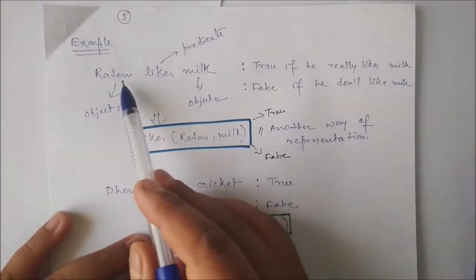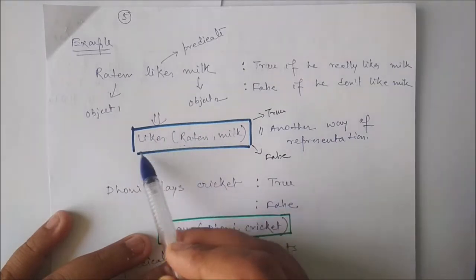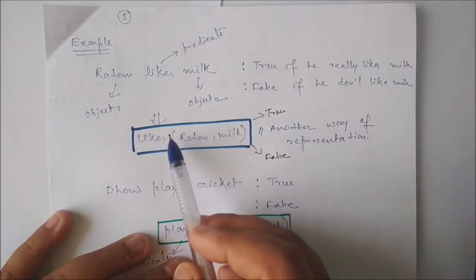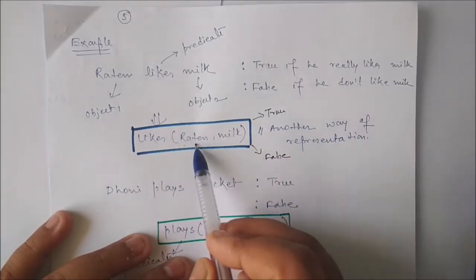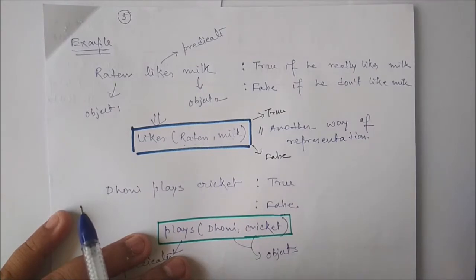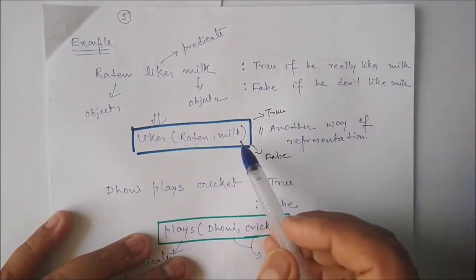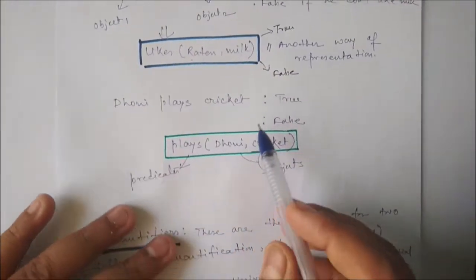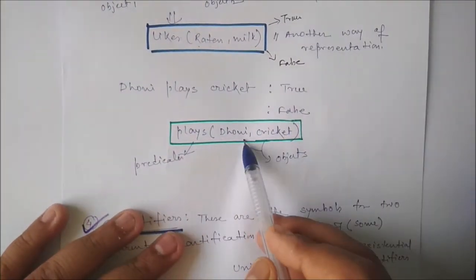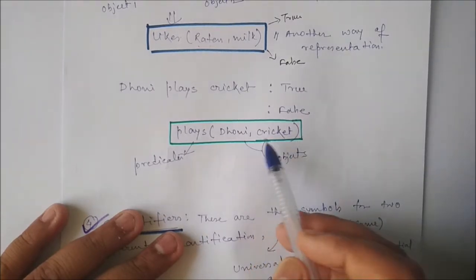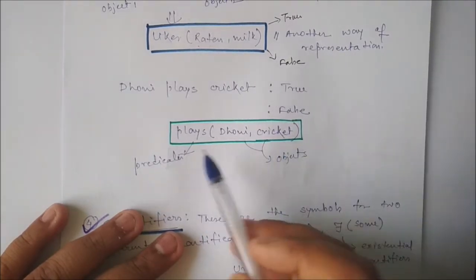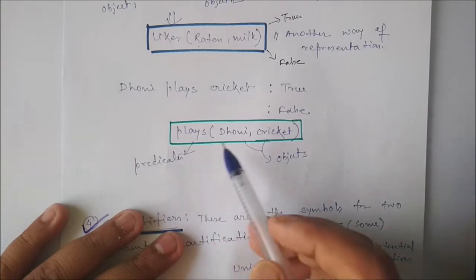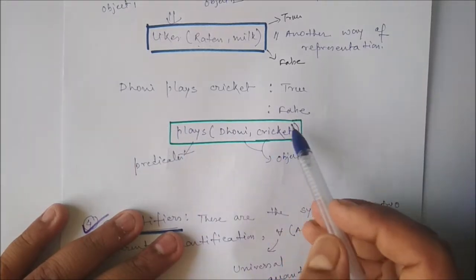Okay, so Ratan likes milk. This likes is a predicate. It represents the relationship between Ratan and milk. And it's either true or false. If Ratan really likes milk, then it's true, otherwise it will be false. Dhoni plays cricket. So plays Dhoni, comma cricket. So Dhoni and cricket both are what? Constants. This is what? Predicate. And if Dhoni plays cricket, it should be true, otherwise it will be false.